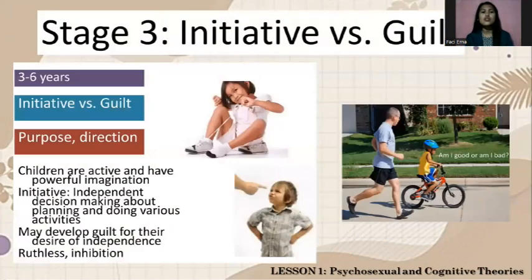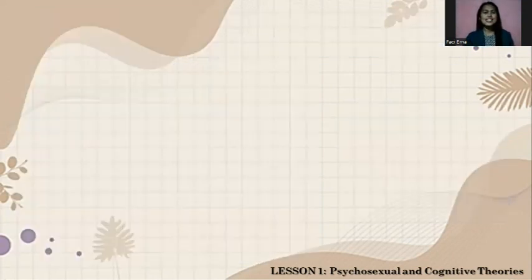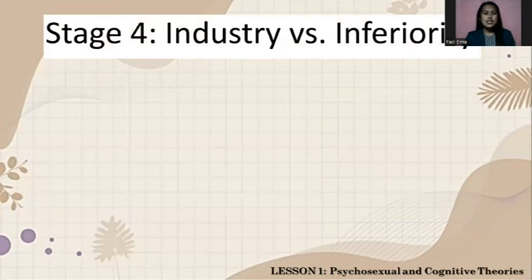So this is from 3 to 6 years old. Children are active and have powerful imagination. So the initiative is about independent decision making, about planning and doing various activities. So this is positive. But the guilt is the negative one. Children develop guilt for their desire of independence, ruthless inhibition.